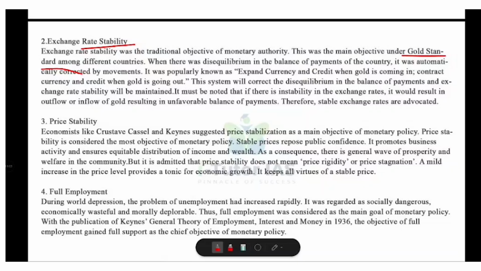And stable exchange rates are important. Why are stable exchange rates important? It's important because when exchange rates fluctuate too much, it can lead to instability in trade, then loss of investor confidence and imbalance in payment. So stability helps maintain smooth international economic relations.